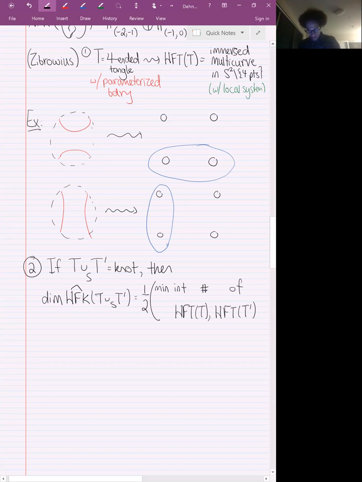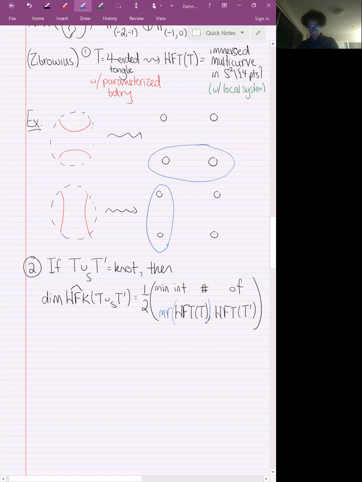First of all, we need to have this number. And second of all, we have to correct for a little bit of an asymmetry, which is that we have to take HFT of T, that immersed multicurve, and do a certain reflection in the four-punctured sphere. I'm going to be a little bit hand-wavy and not deal with that issue. But basically, the point is that if we can compute how these two immersed multicurves intersect, we can compute the knot Floer homology of the union of the two tangles.